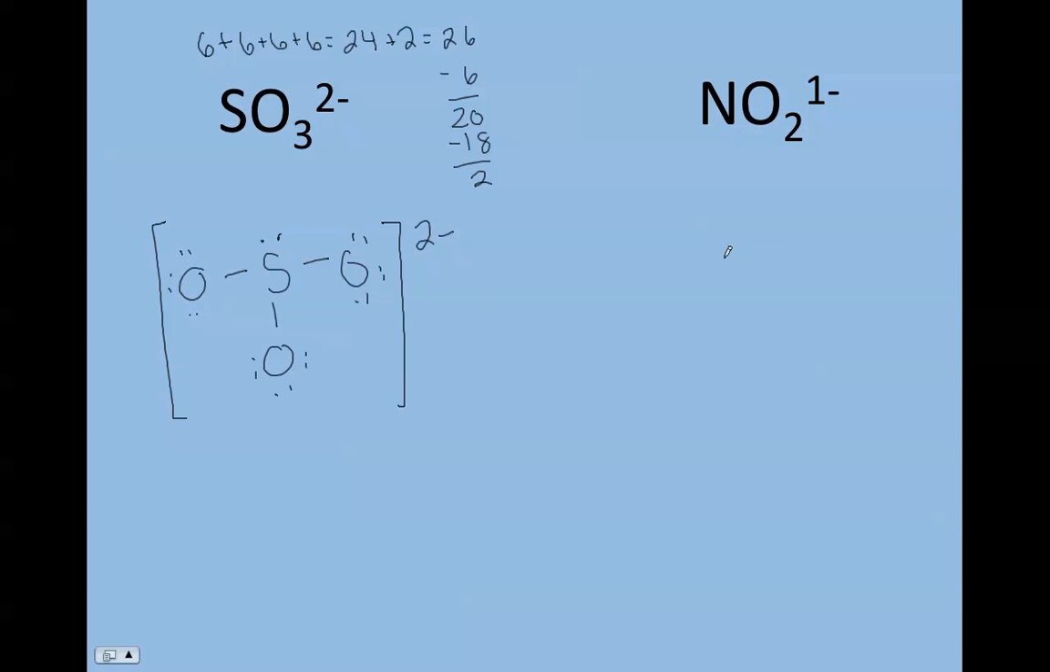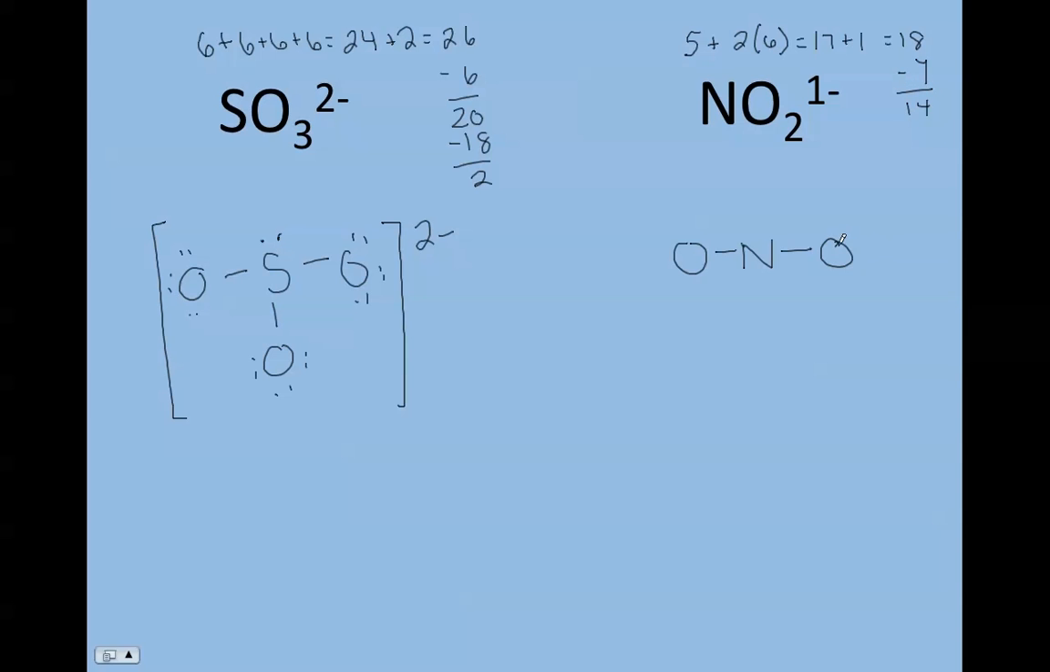Now here we have NO2. So again, we have 5 electrons in nitrogen. We have 2 times 6, so an additional 12 from oxygen. That gives me 17 electrons plus my 1 extra from the -1 charge, so I have 18 electrons to work with. I'm going to start by putting nitrogen in the center and my oxygens on either side. I'm going to start with a single bond between them. So that accounts for 4 electrons, so I have 14 left.